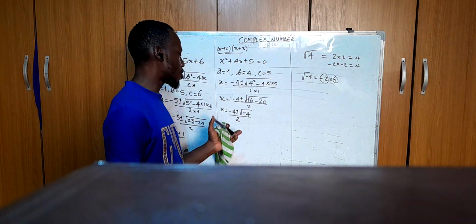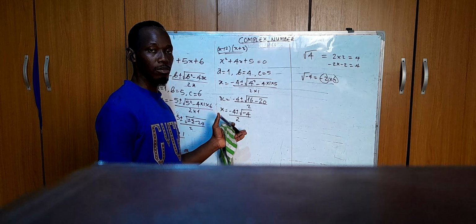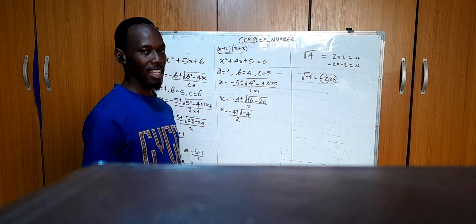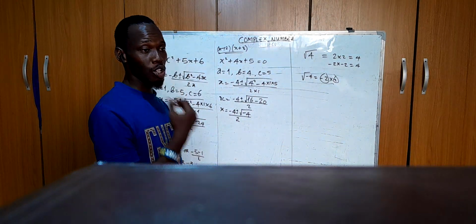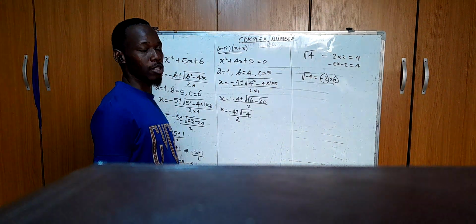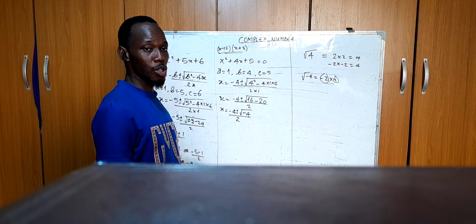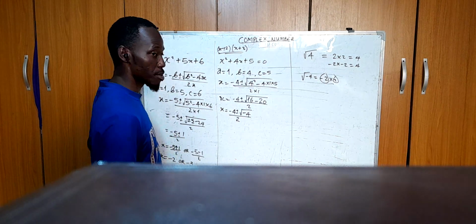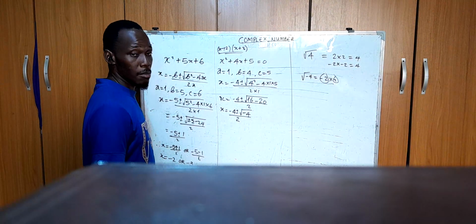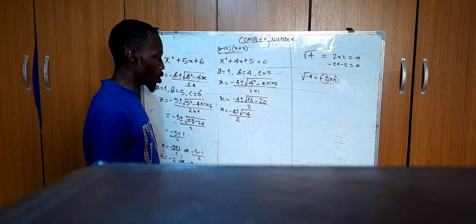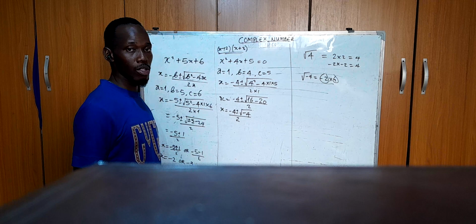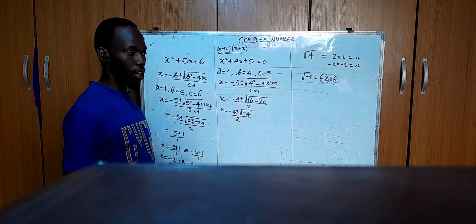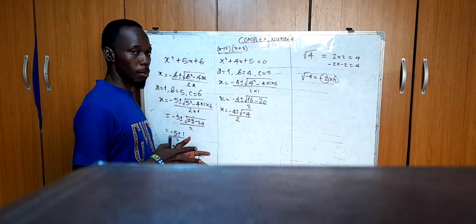So now we have the square root of a negative value. To get the square root of a negative value, we need to introduce complex numbers. Most textbooks use i, some textbooks use j. i means imaginary number. So, to get the square root of minus 4, we need to introduce a complex number.